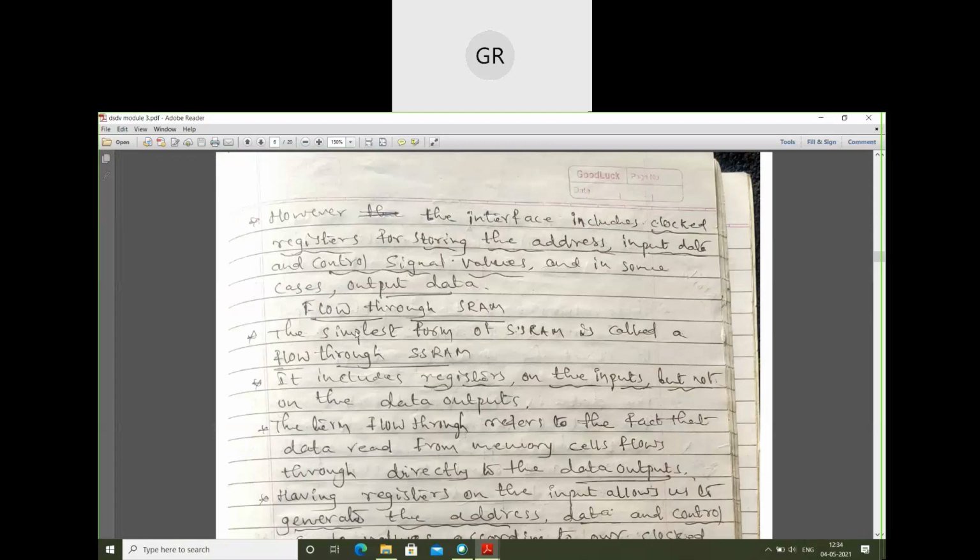Here, in this flow through SRAM, it includes the registers on the inputs but not on the data outputs. Just remember this. Okay? See here.